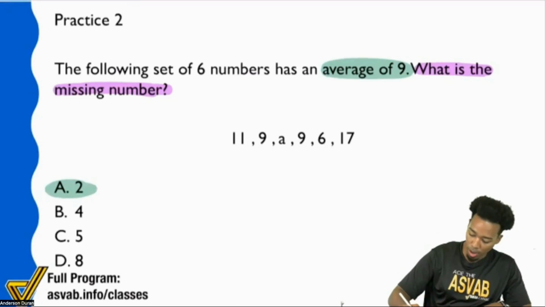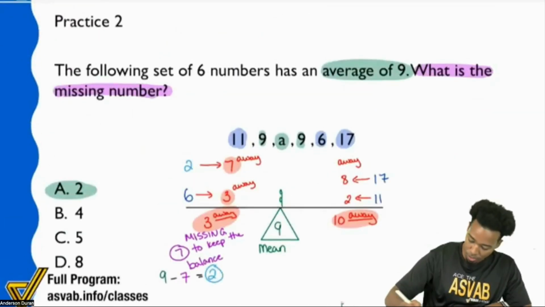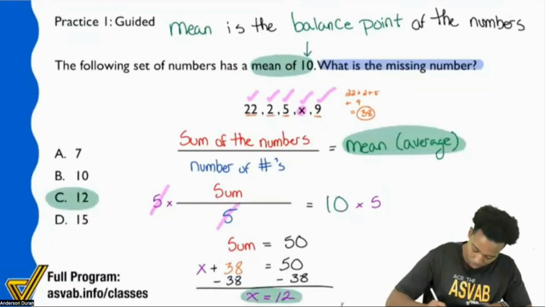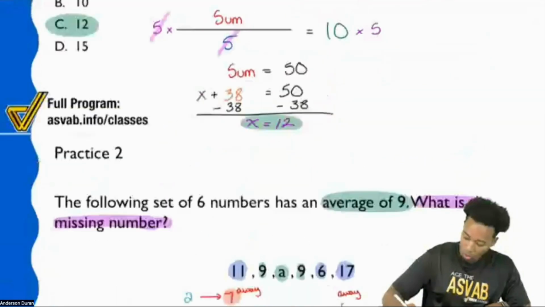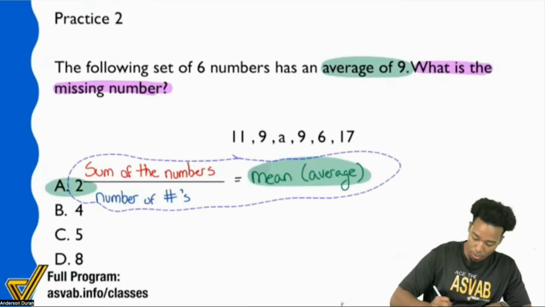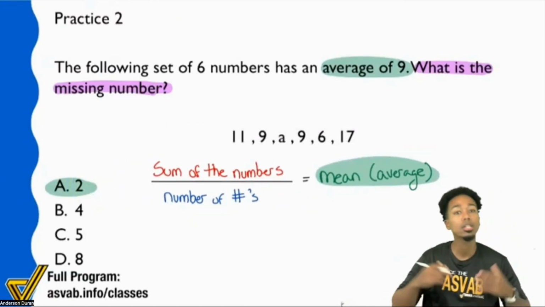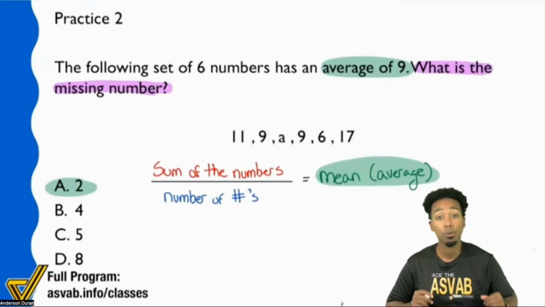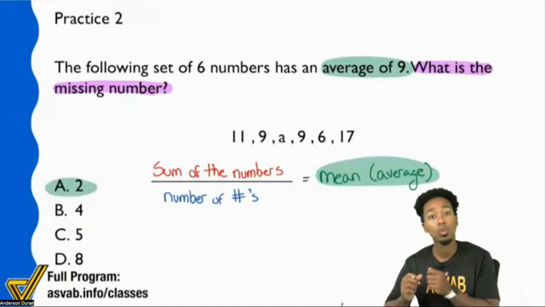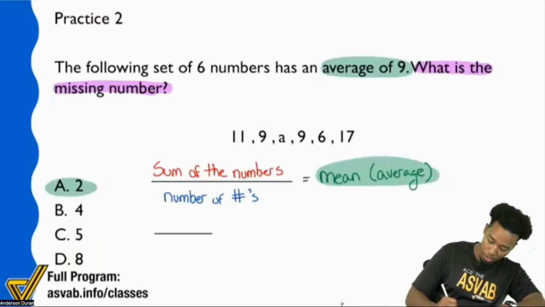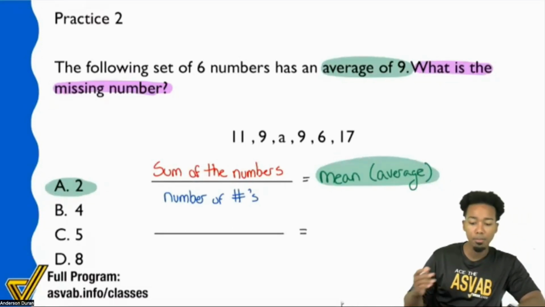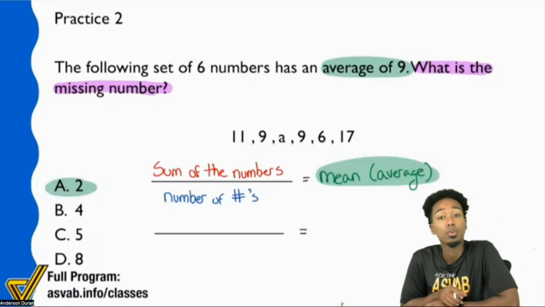So let's go ahead and grab that formula. Let me just copy and paste it for you. We know that the answer is going to be 2. Now let's use the formula, plug everything in, and work backwards to find out what that missing number is. So here we go. I'm going to plug everything in. Everybody, what was the mean that they gave us in this problem? What was the mean?